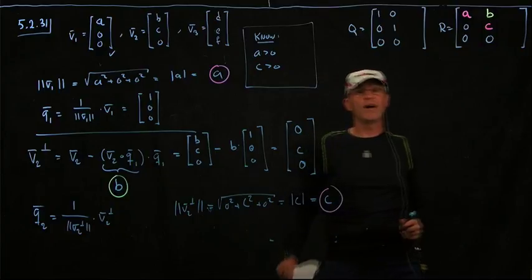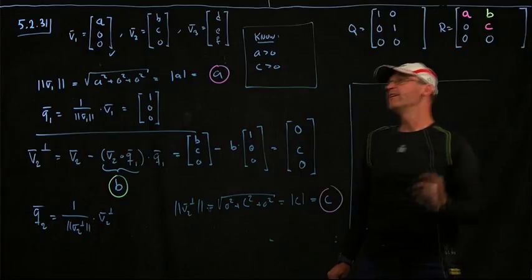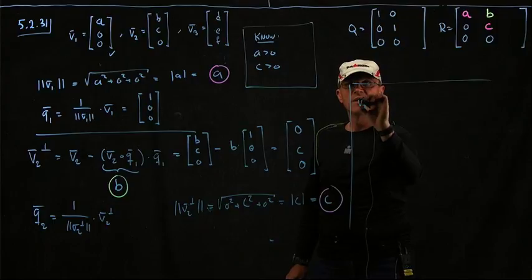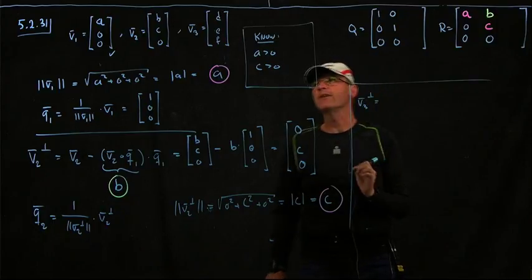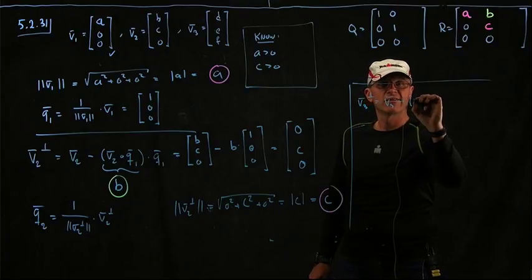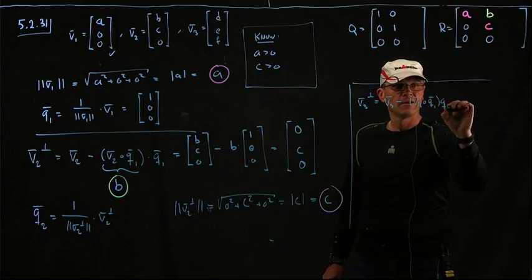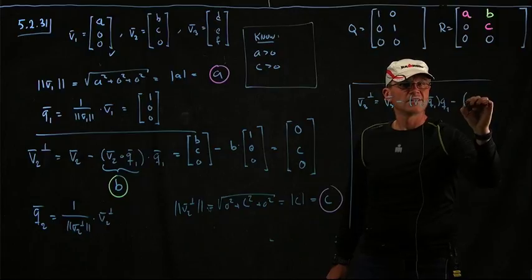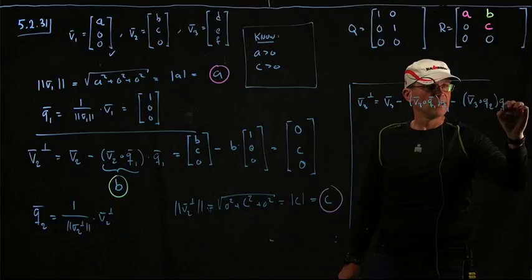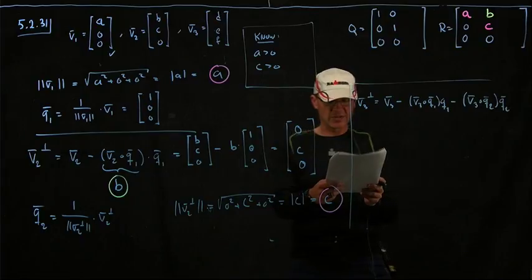We started to see a nice pattern here, right? I think we have enough space to finish the problem over here. So we pick the third vector, and we want to compute V3 perpendicular, which of course is V3 subtract V3 dotted with Q1 in the Q1 direction, and subtract V3 dotted with Q2 in the Q2 direction, right? So project V3 onto Q1 and Q2, subtract that.